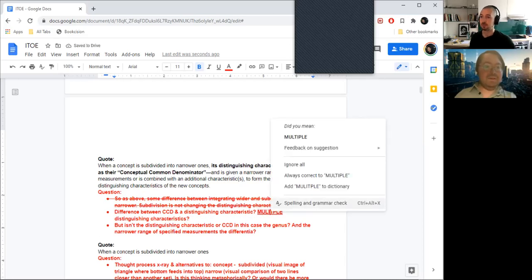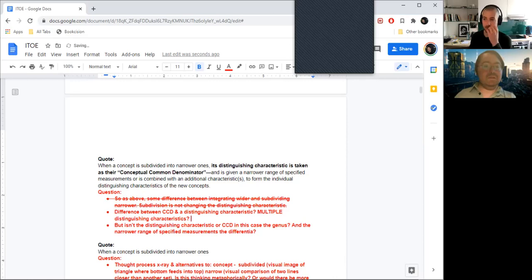When a concept is subdivided into narrower ones. Okay, this is going down. So its distinguishing characteristic is taken as a CCD. Okay, I wish she was a bit more precise here about what she means by distinguishing. I think that's a bit vague here, and we can kind of take it how we want. She's not very clear on what distinguishing is. Right. So I'm taking it as important, but I should probably look up what she meant by that exactly.